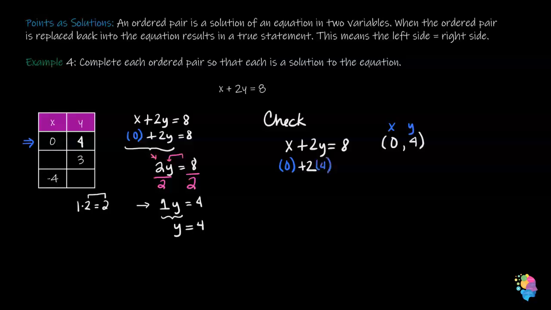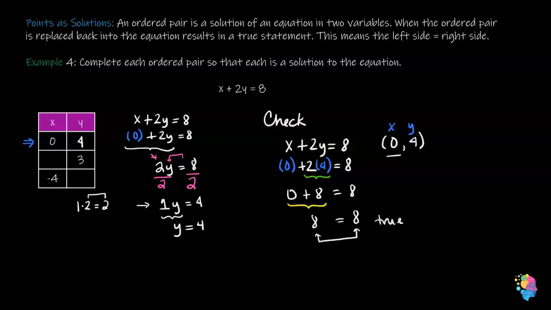And then I check if the left side is going to equal the right side. Now we're going to do multiplication first here, okay? So when I multiply 2 times 4, that's going to give me an 8. So I have 0 plus 8. Does that equal 8? And it does, right? Because 0 plus 8, that's just 8. And on the right side, all I had was 8. Because the left side is equal to the right side, this is a true statement. That means that this particular point is a solution.